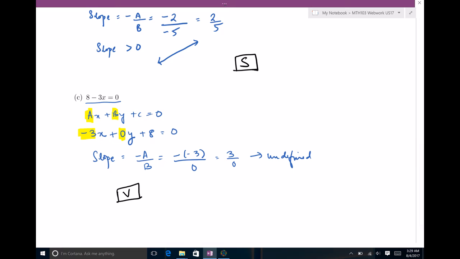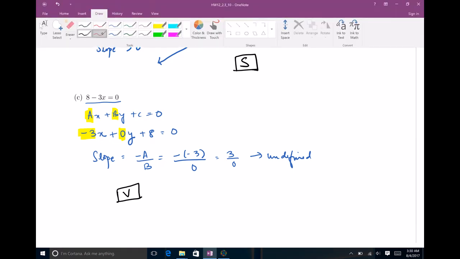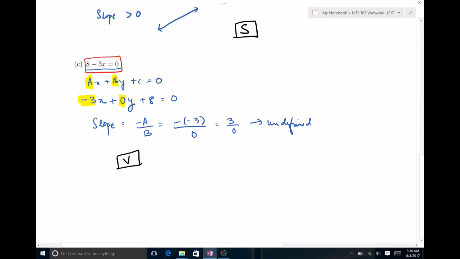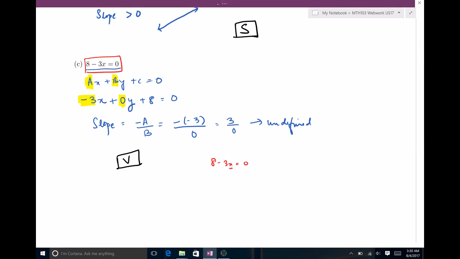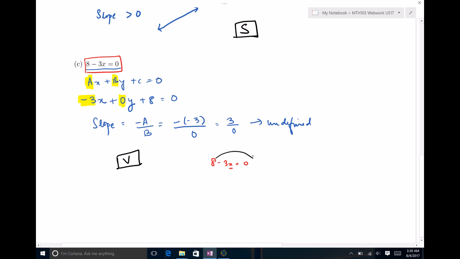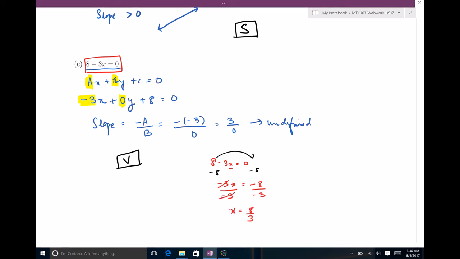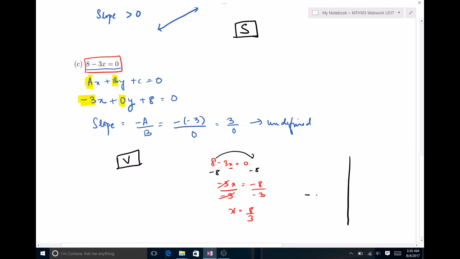To show you real quick with at least one of these examples, I'm going to plot this line and show you what it looks like. So let's look at the line 8 minus 3x equals 0. Since there's only one variable x, I'm going to solve this equation for x. You know that the way we do that is take the 8 over to the other side. So I'm going to subtract 8 from both sides of the equation. So this equation becomes negative 3x equals minus 8. And then divide both sides of the equation by negative 3 to get x equals positive 8 over 3.